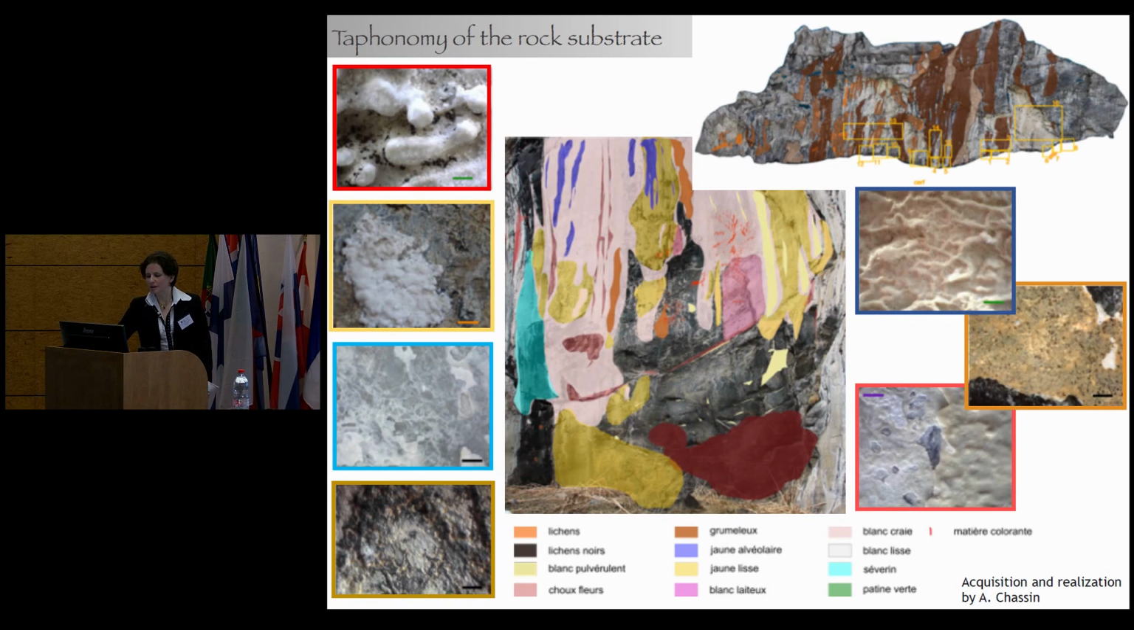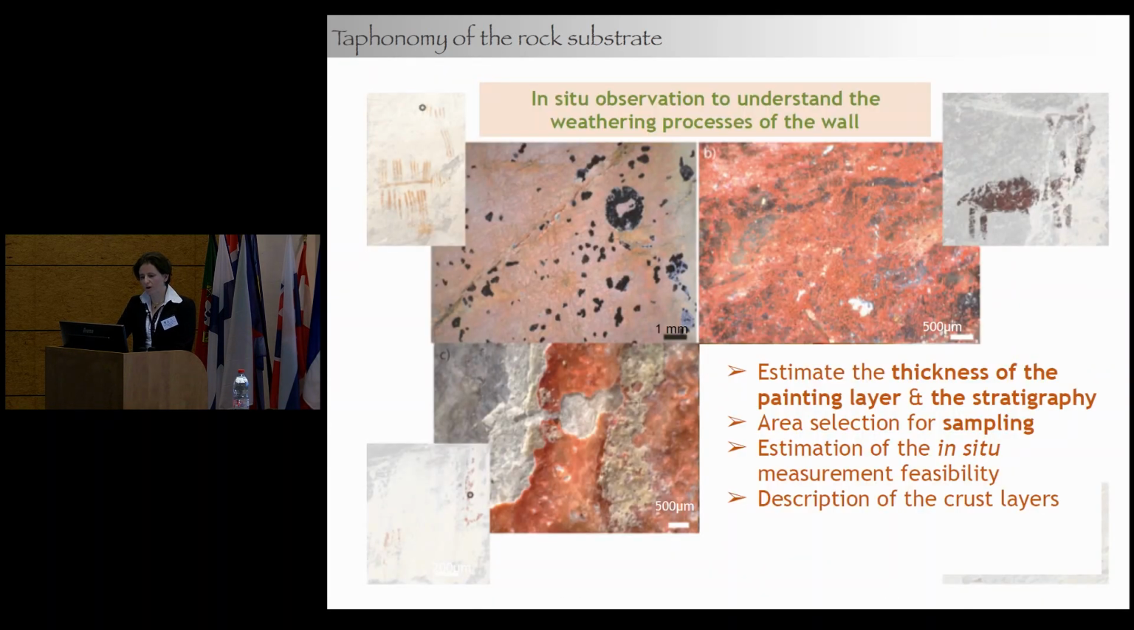So first, we need to start to understand the taphonomy, the very difficult crust, several kinds of crusts. Here on this cartography at large scale, we can see a large diversity of this taphonomy. And when we also observe directly in the paint, we can estimate the thickness of the painting, the strategy, and find the best place to make sampling.